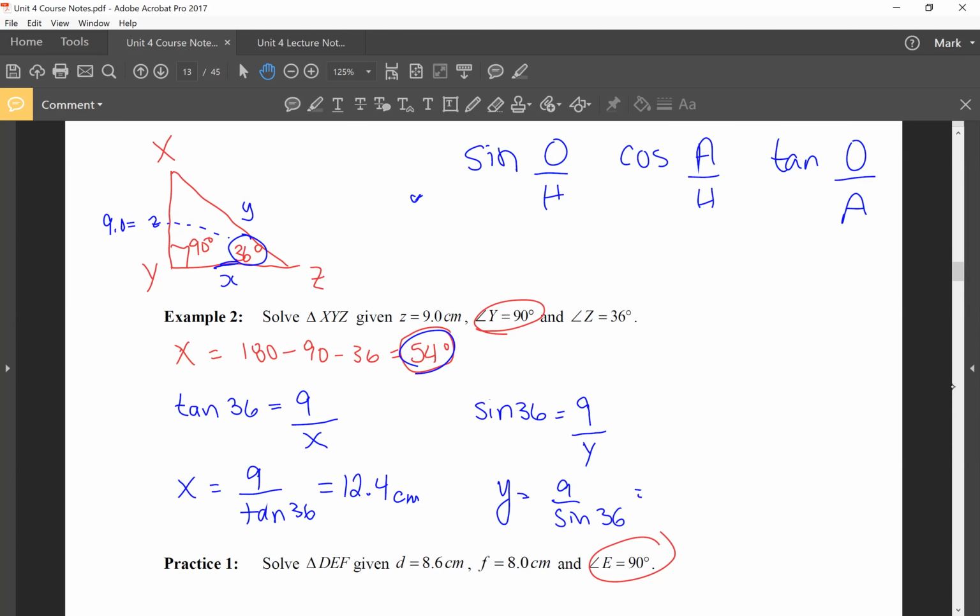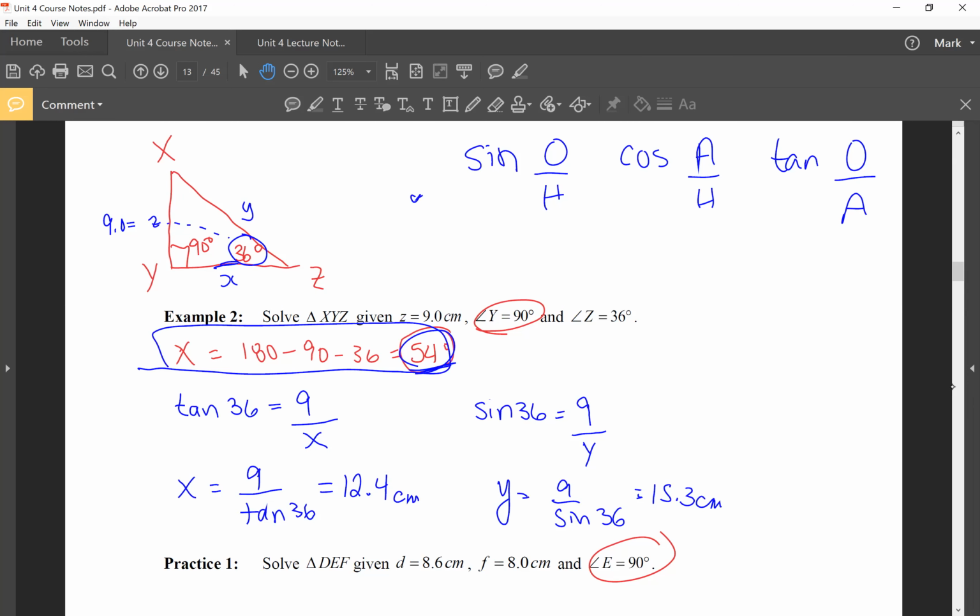9 divided by sine 36, and I get 15.3 centimeters. I could also use Pythagorean theorem. This is going to be hard for me to mark on your final exam because there's so many ways for you guys to solve this. Okay. Now, that's it. I'm done.